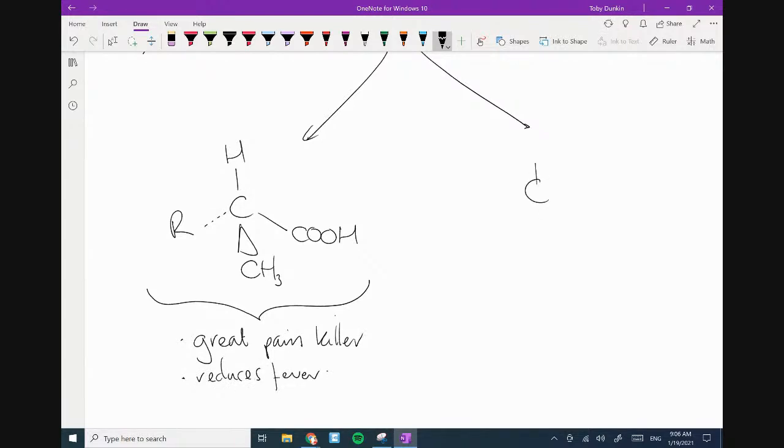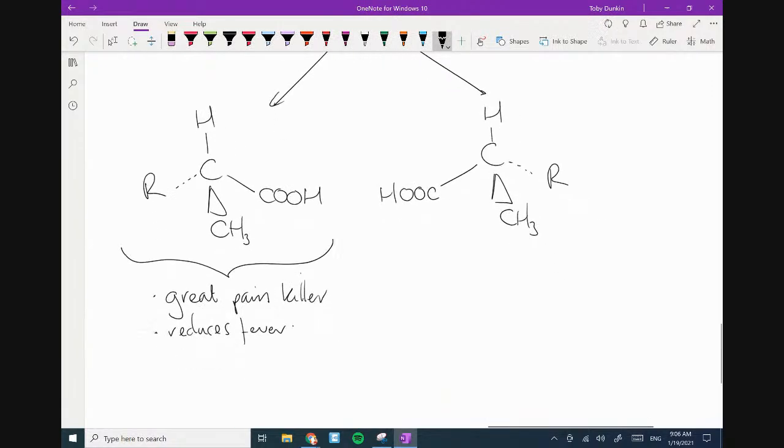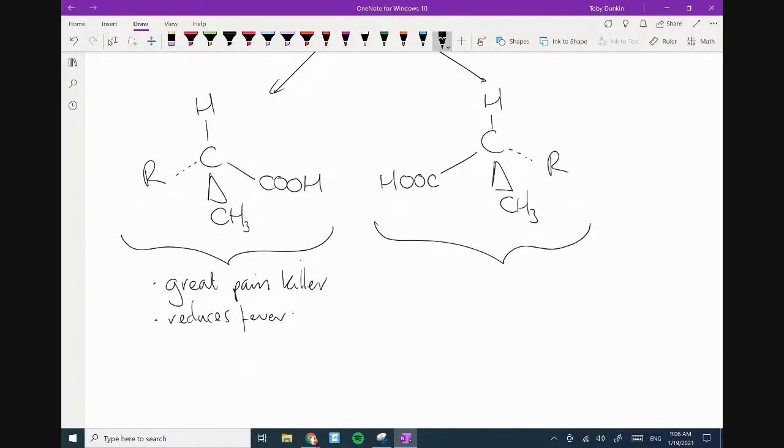But the other one, nightmare. The other one goes in the other direction, the mirror. I'll make that a dot, otherwise I'll lose the mark. This guy, not so great. Causes side effects, liver toxin is the main thing. So this one is going to cause the side effects. One is making you feel better and the other is making you feel worse.